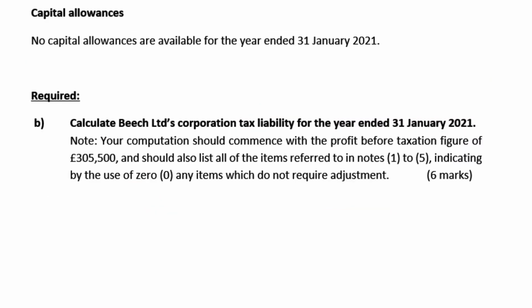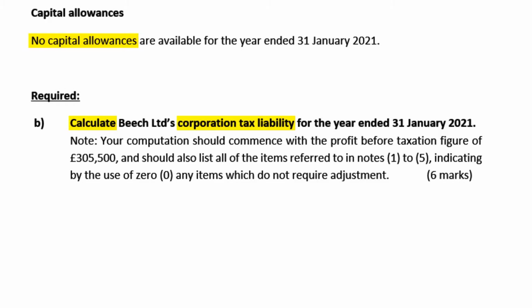Capital allowances. No capital allowances are available for the year ended 31st Jan 2021. So no capital allowances, disregard. Required, calculate Beech Limited's corporation tax liability. Okay, liability, not the taxable total profits or anything like that. We are looking at the actual liability. So we're looking at 19% potentially.